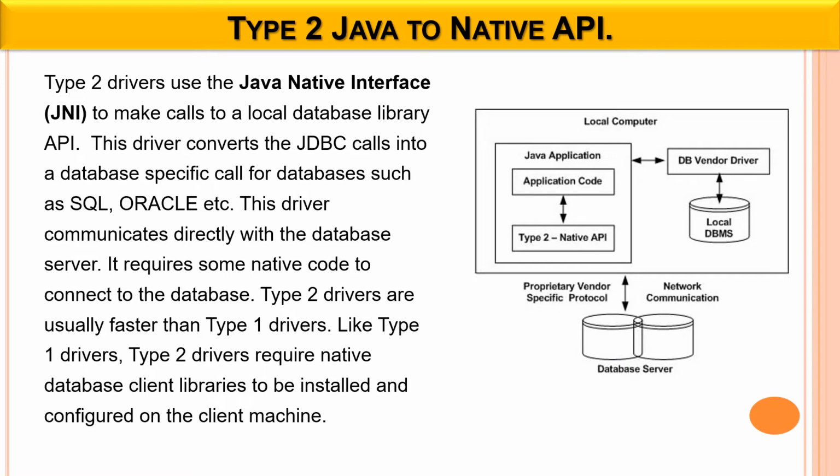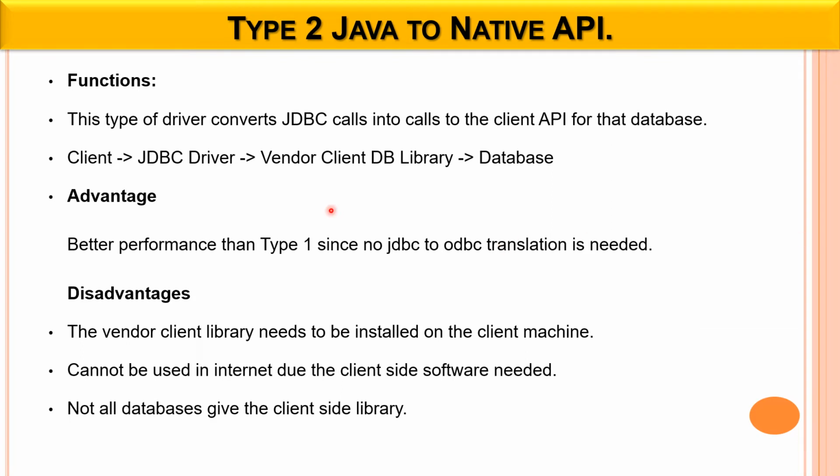So this type 2 is also an important JDBC driver, where this type of driver converts JDBC calls into the client API for that database. This is a good function for application developers. The client talks to the JDBC driver, then it goes to the vendor client database library, and then towards the database.